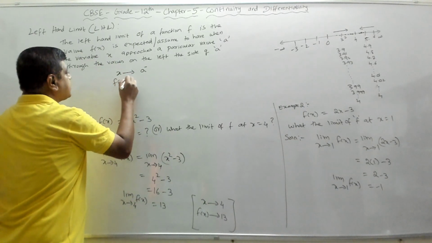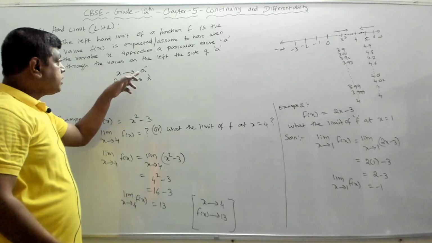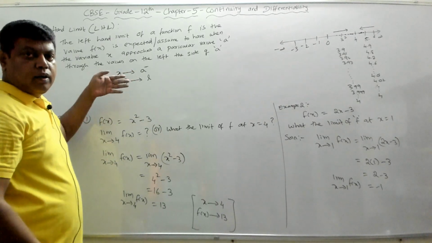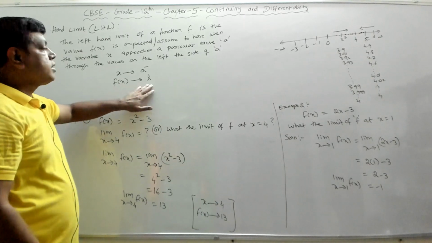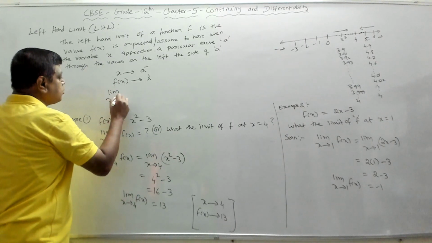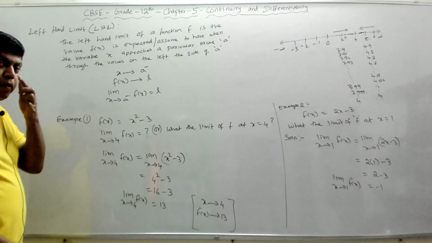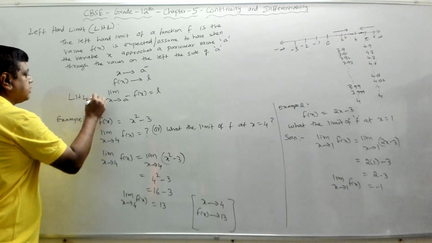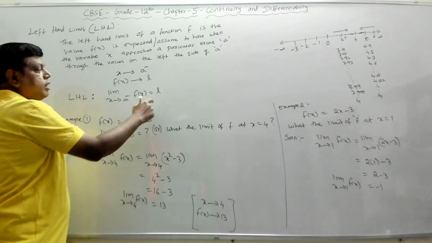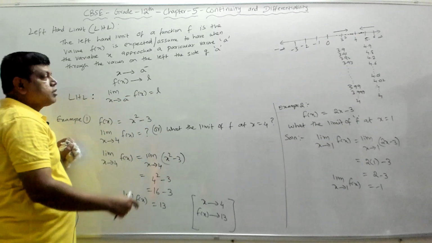Then, if f of x approaches the value L when x approaches a, where a is any real number, and we put a minus symbol on top of a, which means x approaches a through the values less than a, and f of x goes to L, then we call the left hand limit L. In symbols we write limit x goes to a minus f of x is equal to L. This is called the left hand limit, LHL.